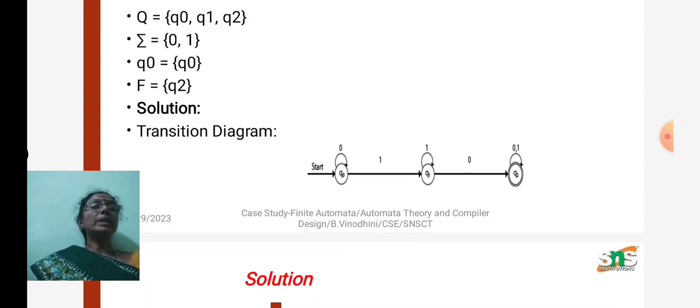In a DFA there is a simple tip: the last final state can have a self-loop transition on 0 and 1, but you should not have a self-loop on 0 and 1 in the starting and intermediate states.